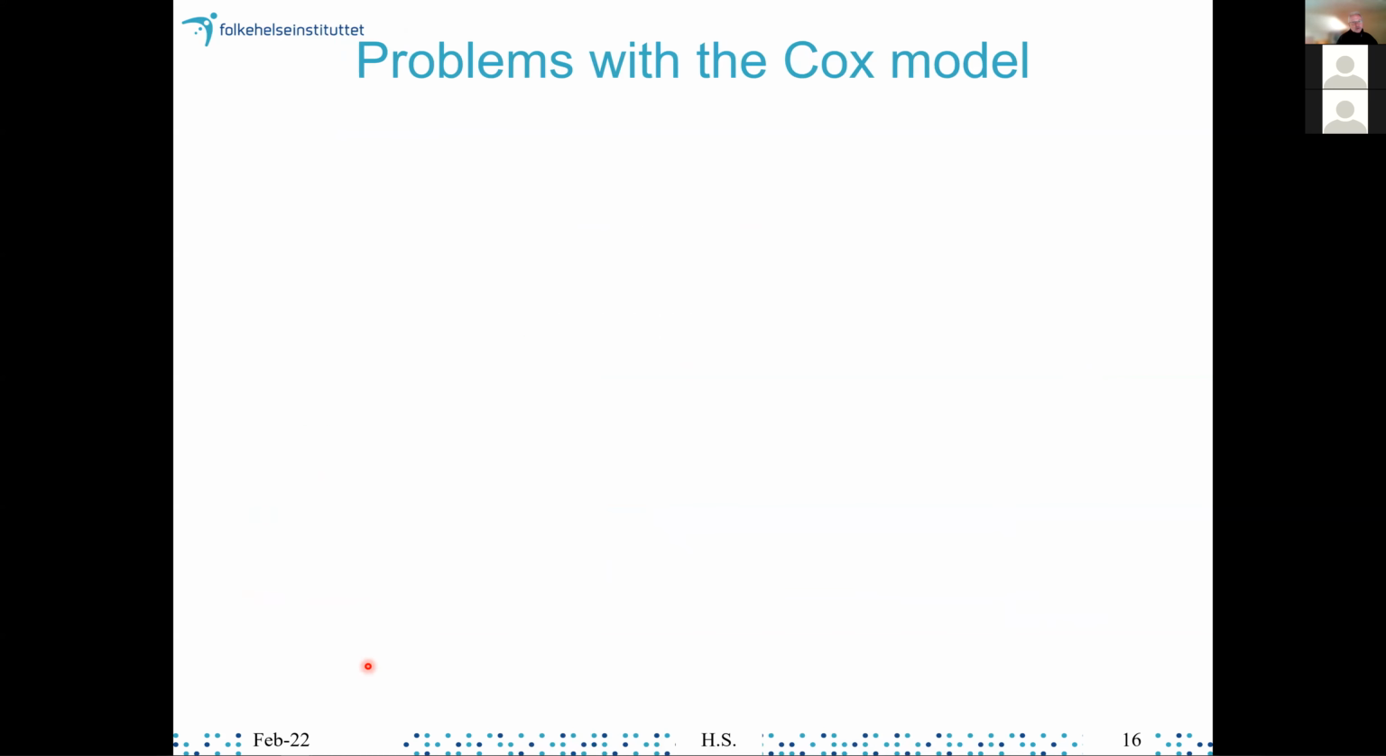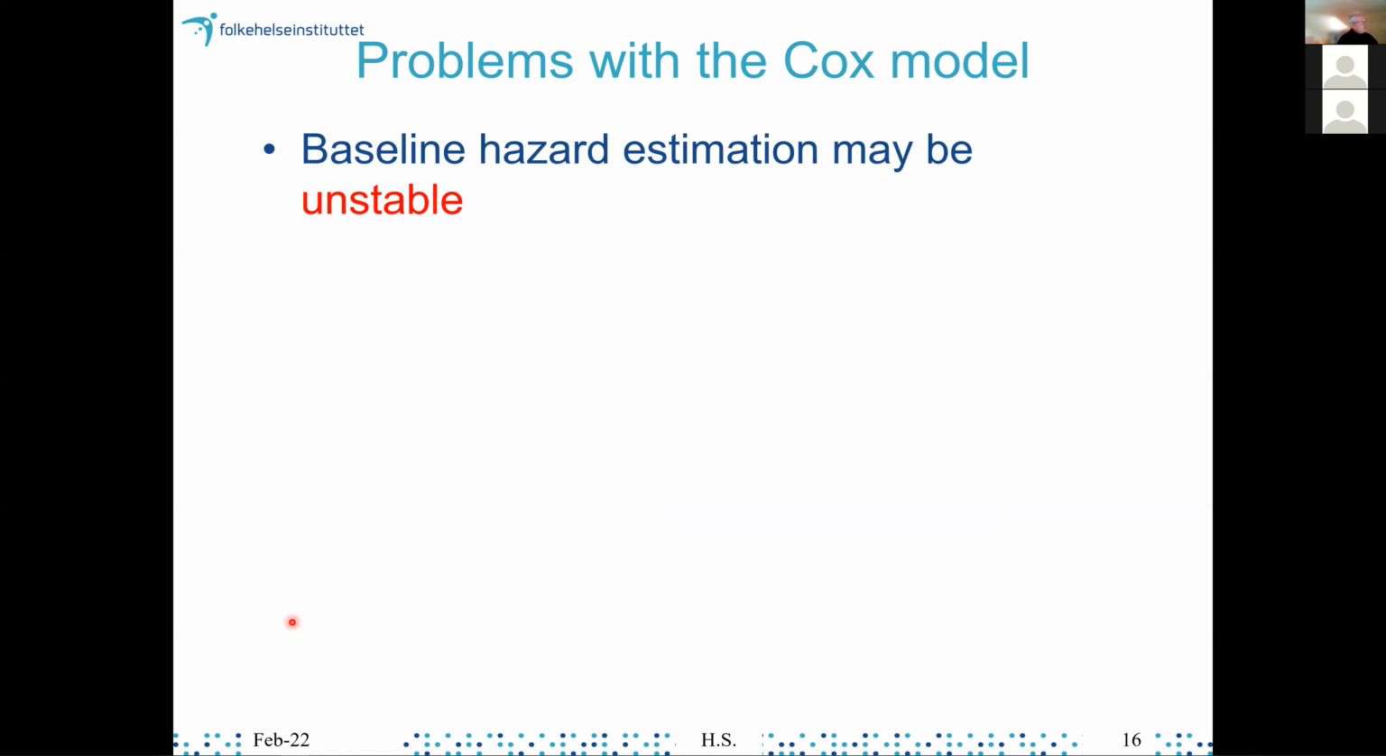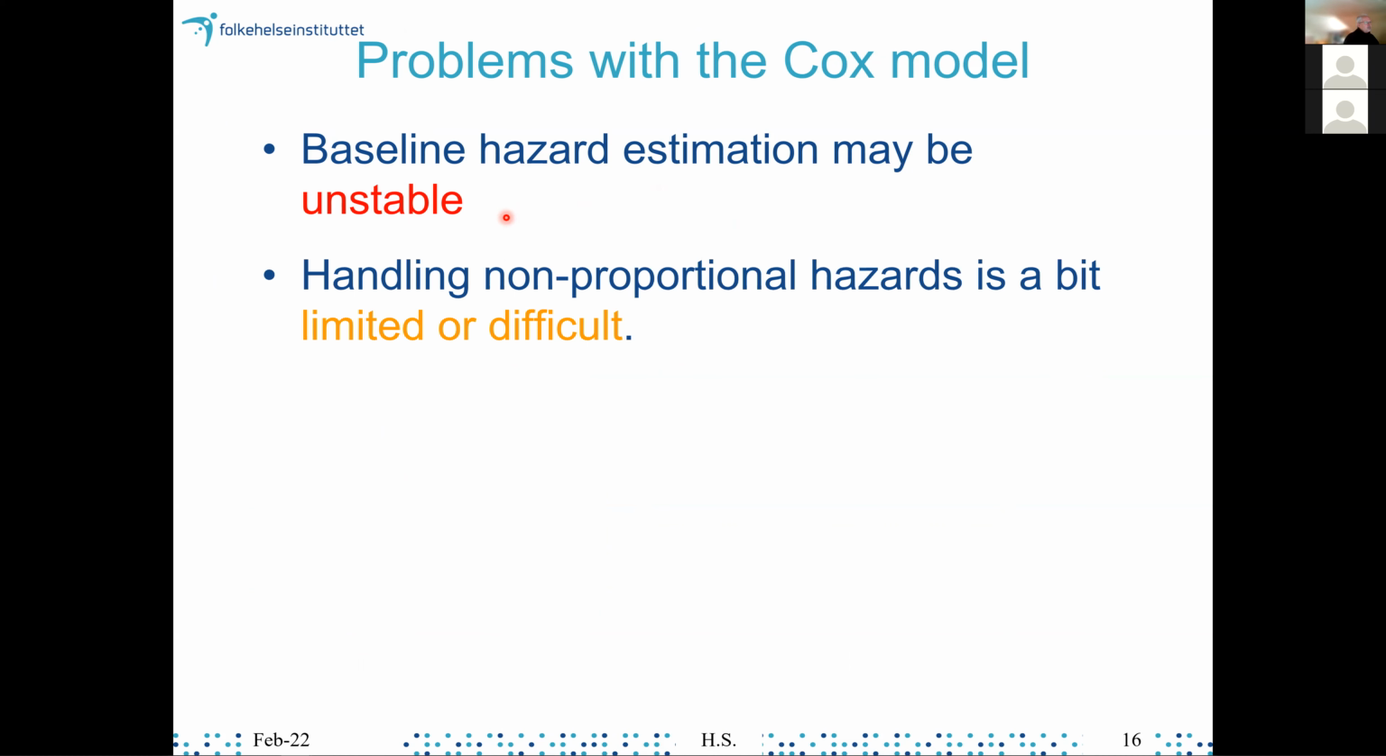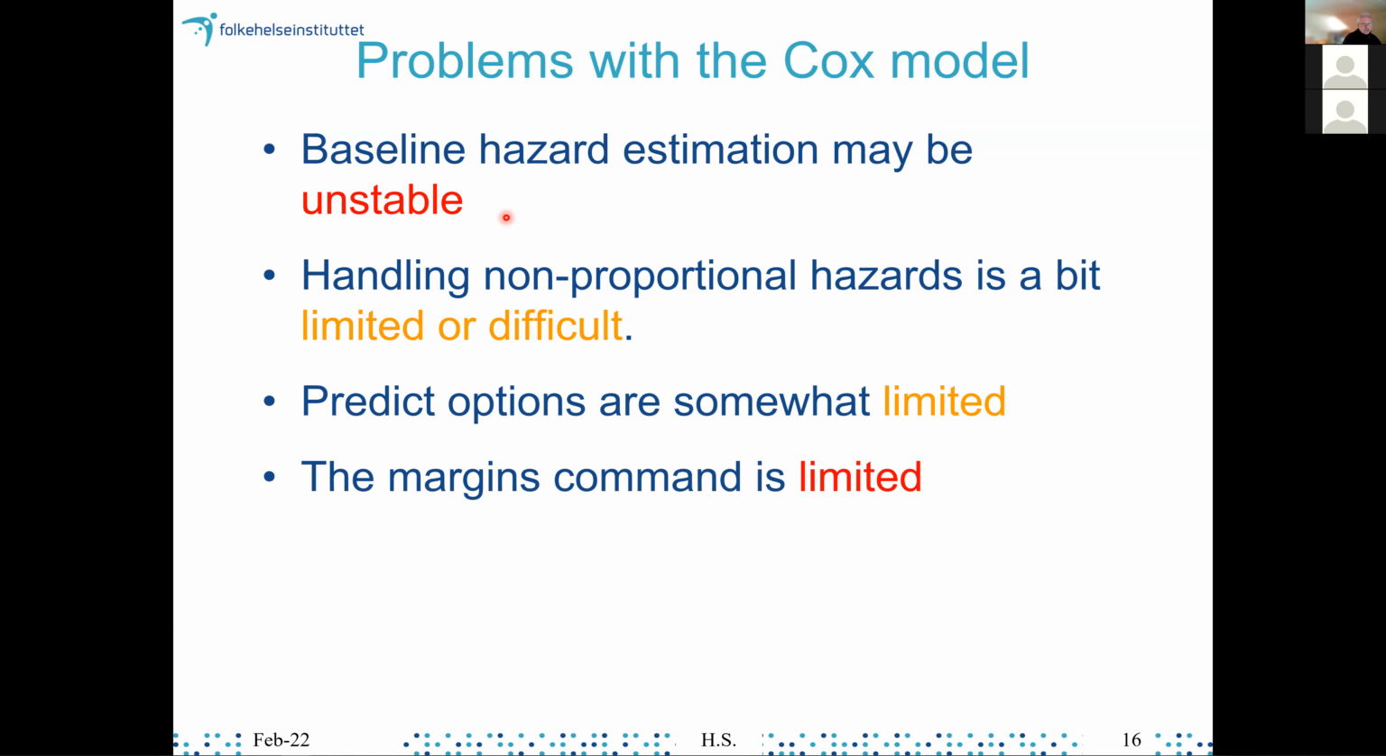Now to some problems with the Cox model. One is that the baseline hazard estimation may be unstable. By that, I mean that if you have a small data set, you may see a lot of artifacts in the baseline hazards. Another one is that the handling of non-proportional hazards is a bit limited or difficult. And this is something that we should always look at. And the third is that the predict options are, again, somewhat limited. And the margin command after the Cox model is also very limited.